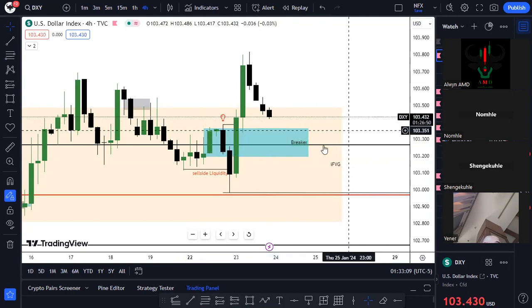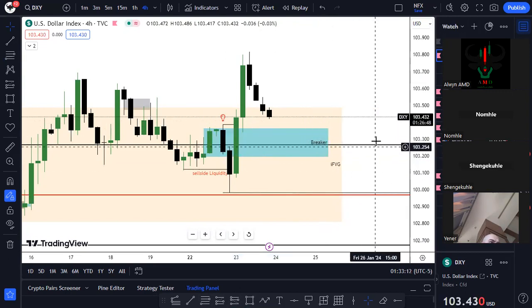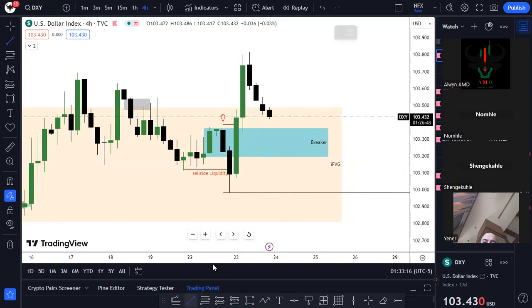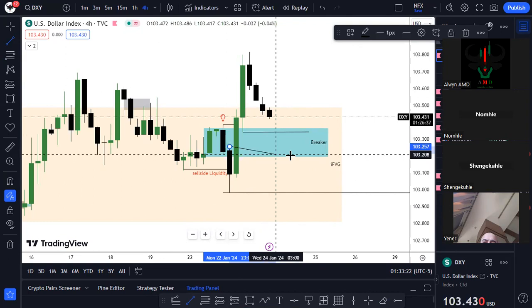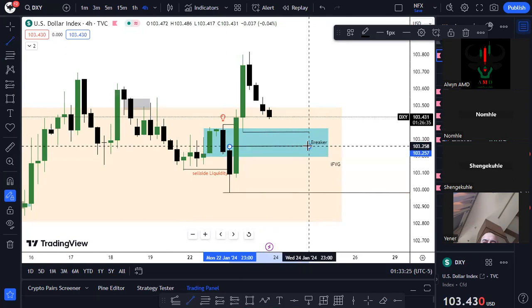This will be a bullish breaker, which means too many lines here. Let's clear them a bit. We have a bullish breaker here. What is this line? We don't need this anymore. Let's remove this. So we have a bullish breaker there, and we also have this BC here, a buy side imbalance sell side inefficiency. This is where I'm anticipating price to come back down to and look for reversal.